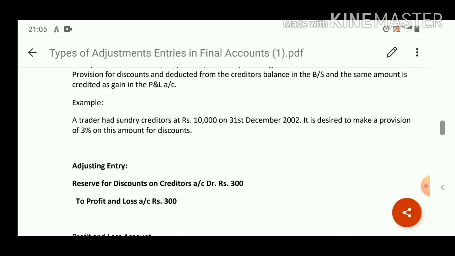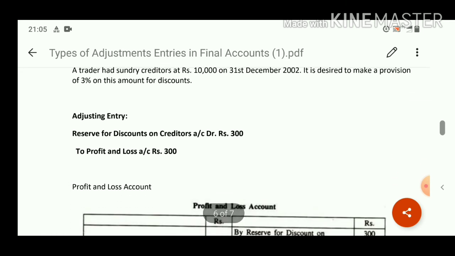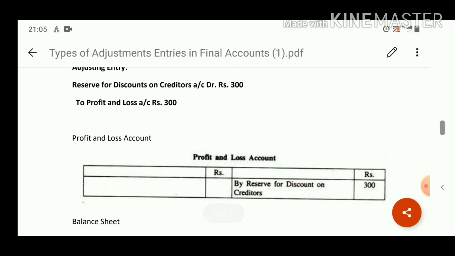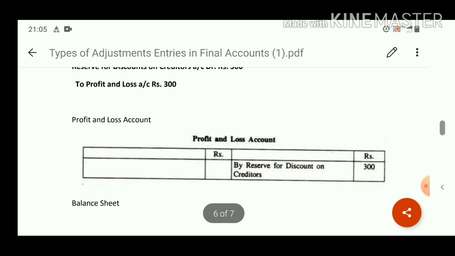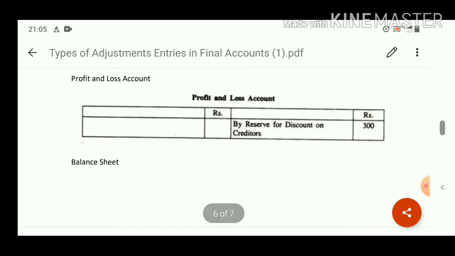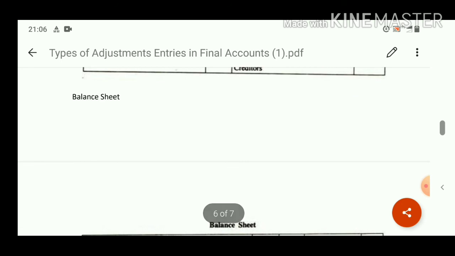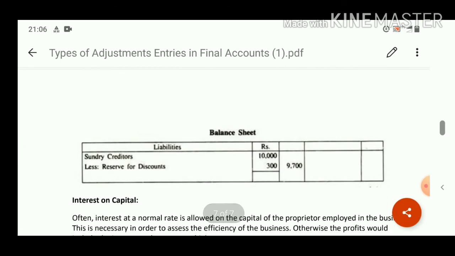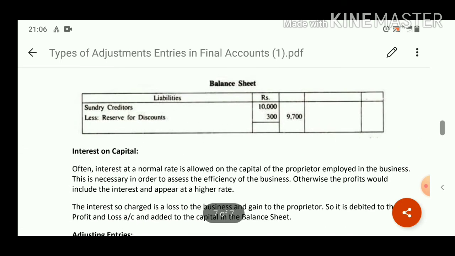So 3% of this 10,000 will be your 300. Now this is your income, because now you are going to pay 300 less to the suppliers. So since this is my income, I will record it on the credit side of the profit and loss account as by reserve on discount on creditors, that is 300. And simultaneously I will deduct it from the sundry creditors in the balance sheet.